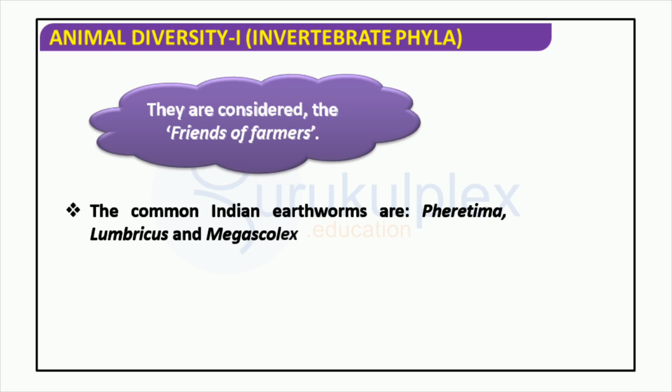Indian species such as Pheretima, Lumbricus, and Megascolex, which have been around since ancient times, are very beneficial to farmers. With their help, the fertility of farmland can be improved and the production of a healthy crop of plants can be sustained.